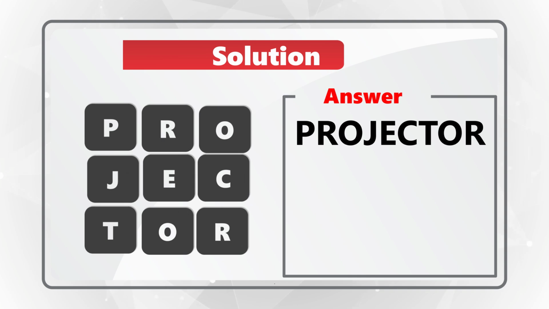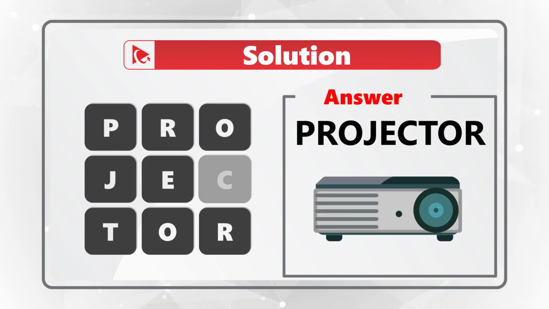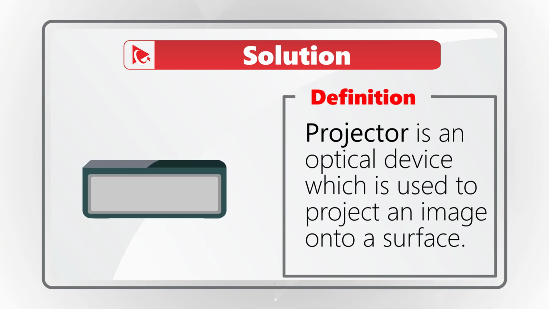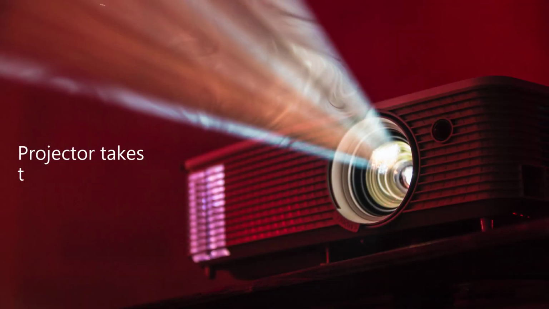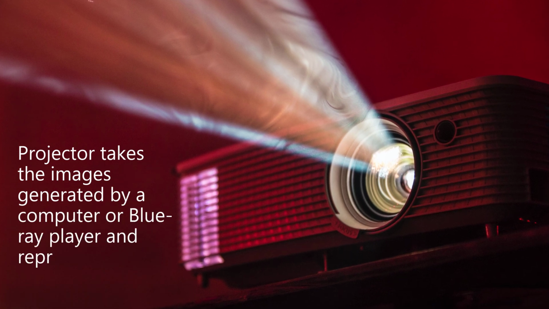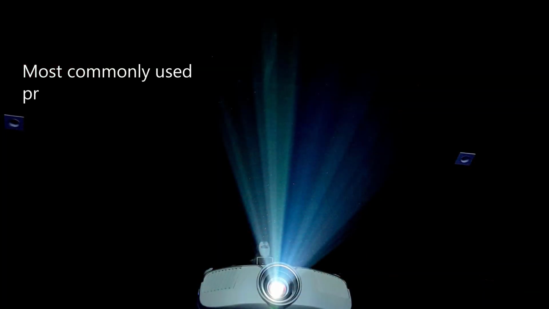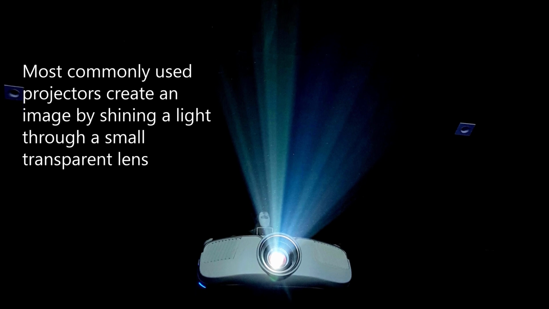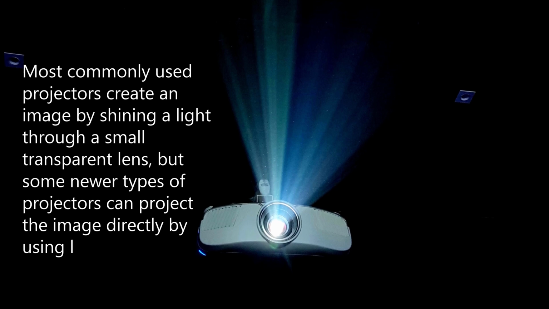I came up with the English word projector. Let me spell it for you. P-R-O-J-E-C-T-O-R. And the definition is, a projector is an optical device which is used to project an image onto a surface. A projector typically takes the images generated by a computer or a Blu-ray player and reproduces them on the screen. Most commonly used projectors create an image by shining a light through small transparent lenses, but some new types of projectors can project an image directly by using lasers.